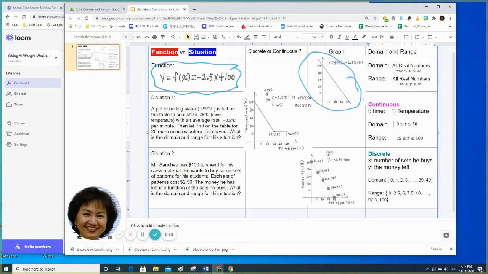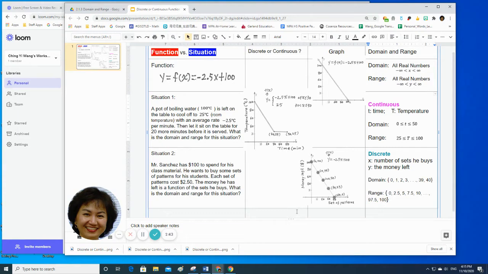And look at this graph. There is no limitation for x, no limitation for y. So our domain is all real numbers from negative infinity to positive infinity. Same thing for range. It's all real numbers also from negative infinity to positive infinity.